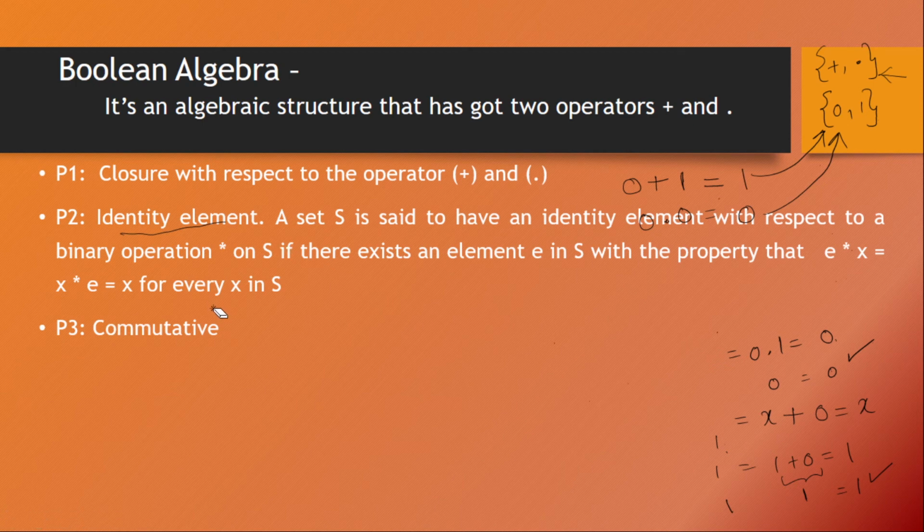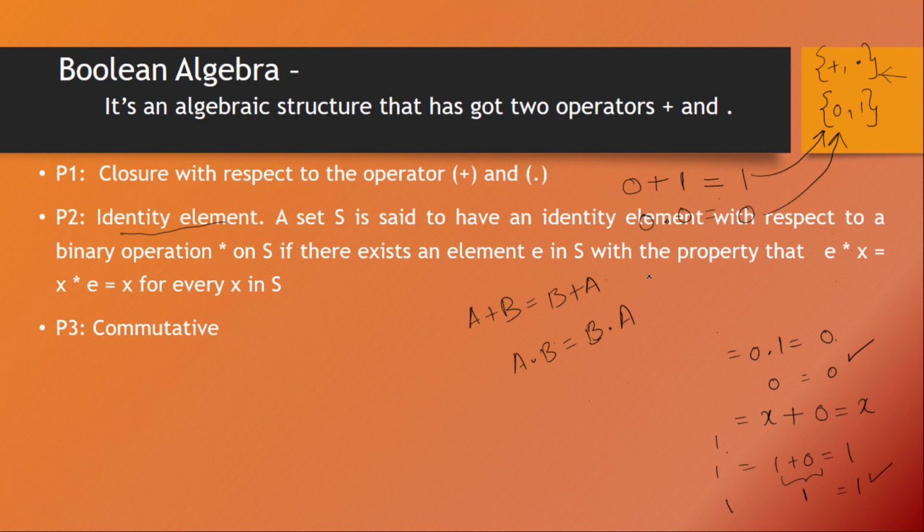This Boolean algebra is commutative in nature. So A or B will definitely be equal to B or A. And also we can have A and B will definitely equal B and A. These are just the two operations we have in Boolean algebra, so we cannot go beyond this. So this property is also confirmed.